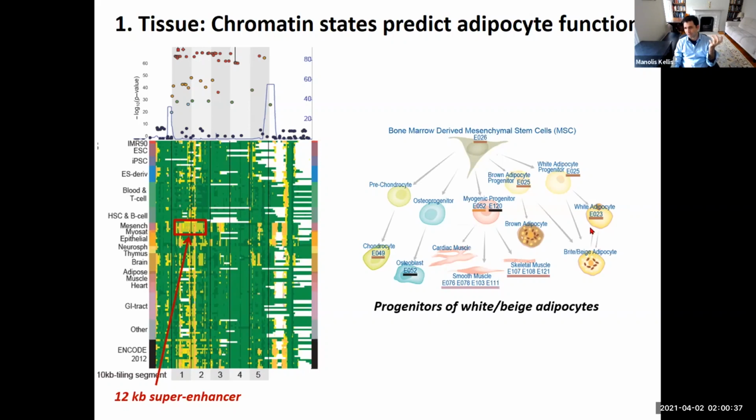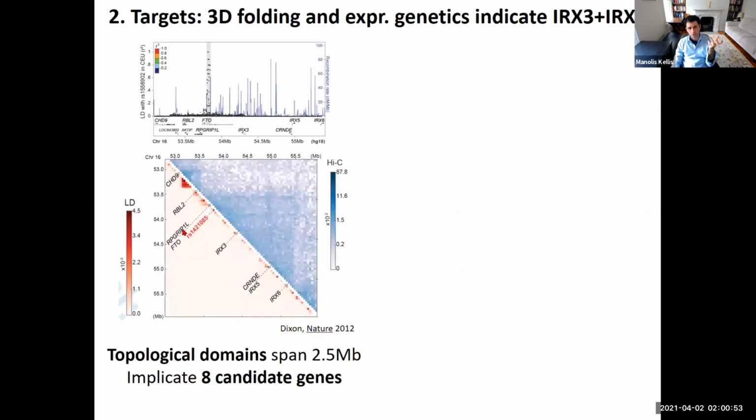Guess which one's associated with obesity? The fat storing one leads to obesity, and the fat burning one leads to lean individuals because they burn all their excess calories. Okay, so that's where this enhancer acts, but we don't yet know that the SNP has anything to do with that process. The second step, as I mentioned, is to find the target genes.